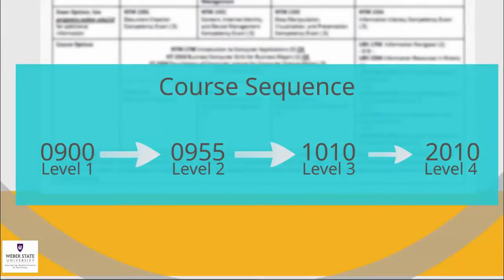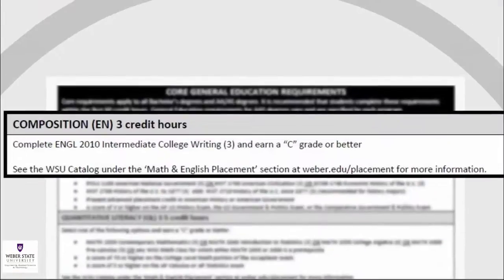The highest you can place is English 1010 when taking the AccuPlacer. The sequence for English is English 900, English 955, English 1010, and English 2010. Please note that English 900 and 955 are considered developmental courses, and the credits and grades earned in these courses do not count toward your overall credits for graduation or toward your GPA. Also note that all classes must be passed with a C or better.